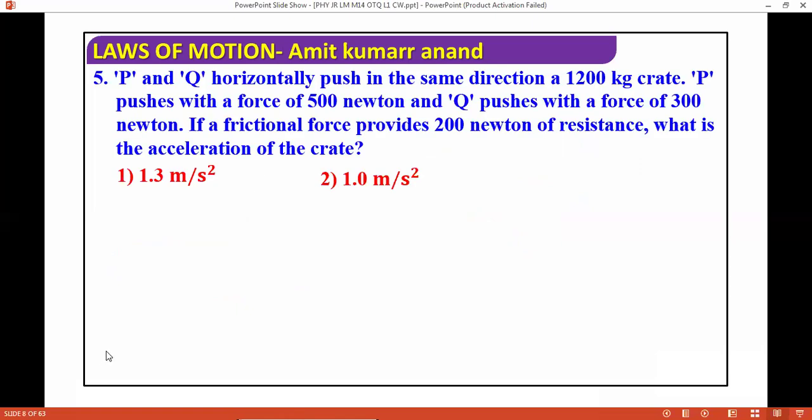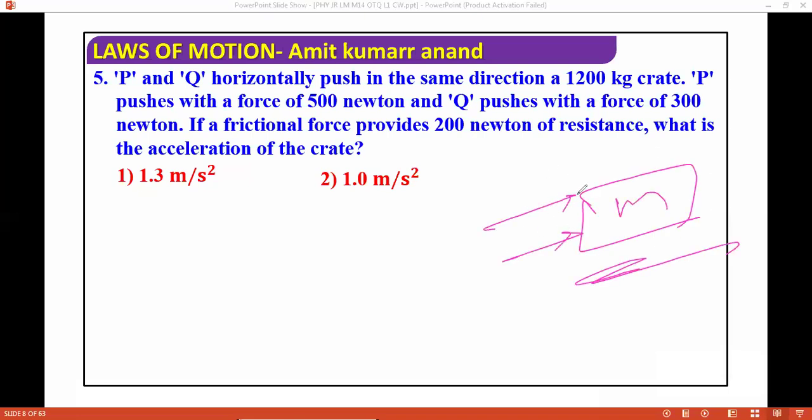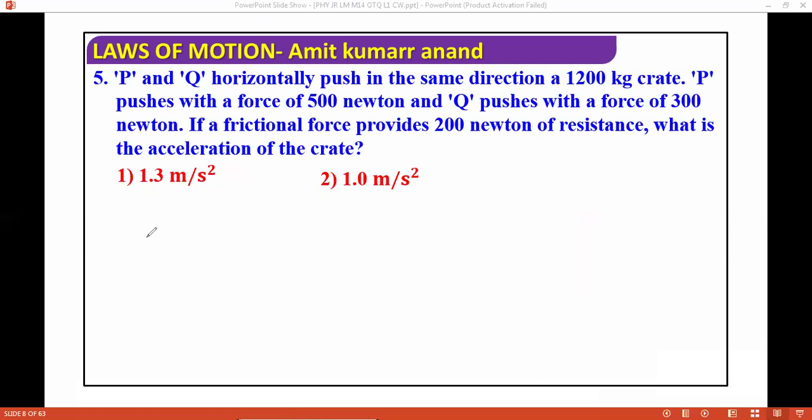Next question: a crate P and Q is pushed with a force of 500 N, a fixed force. So basically, mass is given. You are putting this force, and then there is this frictional force. So add this force, subtract the frictional force, and divide by mass. You will get the acceleration.